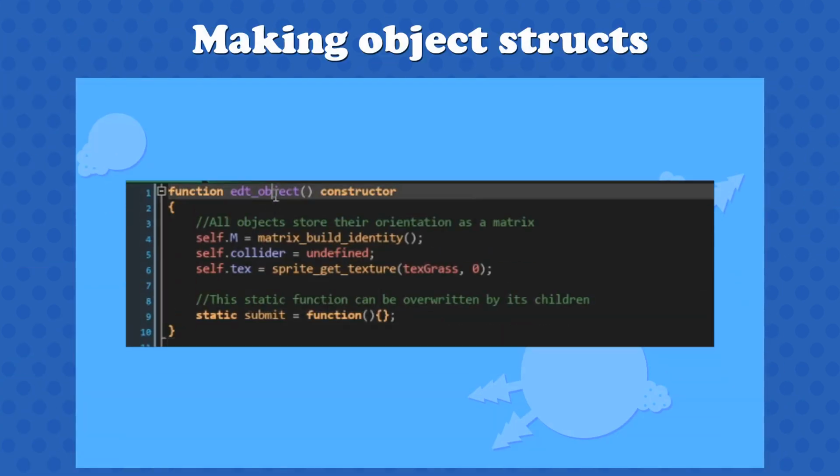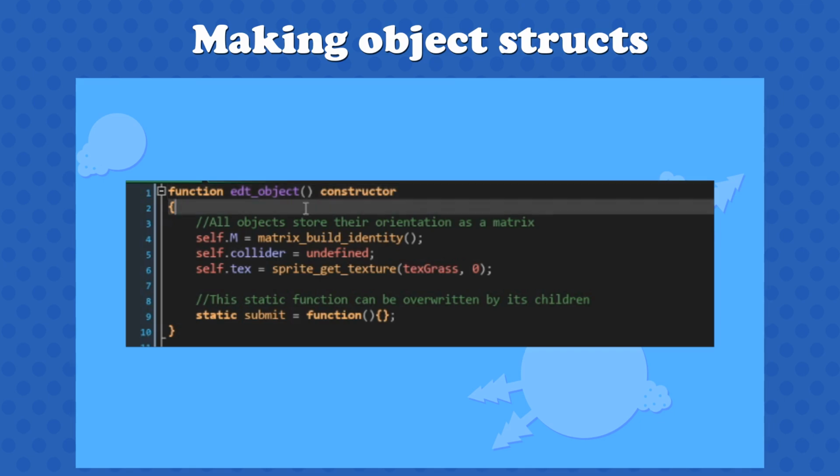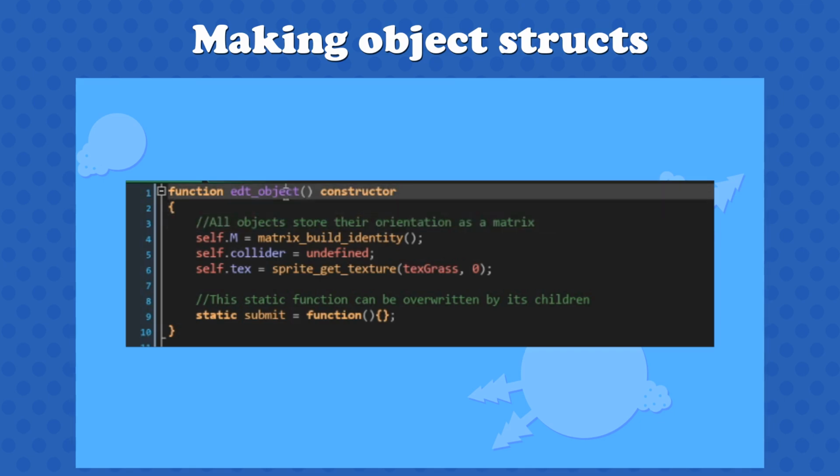I'll make a parent struct for my editor objects, since I want them to have some variables and functions in common. I'm using structs for the objects, since I find it easier to get an overview, and it will hopefully make it easier to save the level later. I want all the objects to keep track of their orientation with matrices, so I don't need to store their xyz value, it's all baked into the matrix. The parent has a submit function that does nothing, but it's going to be overwritten in the child structs.